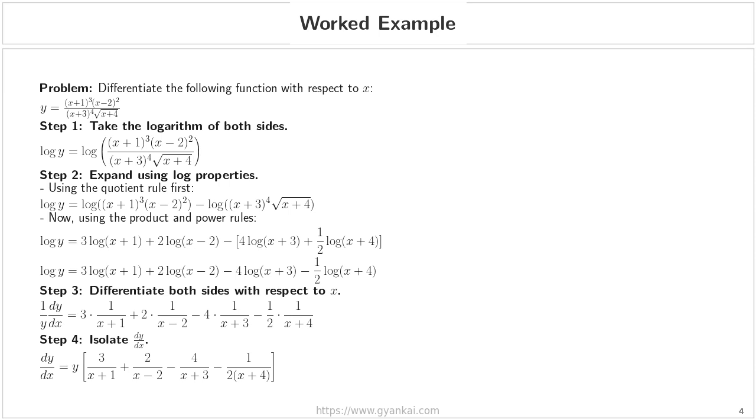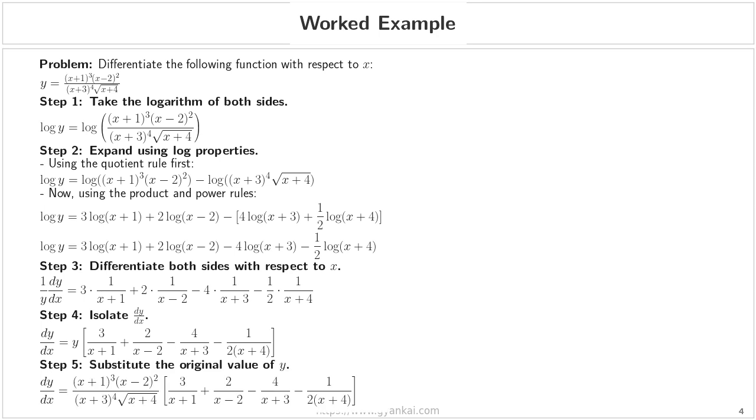To solve for the derivative of y with respect to x, we multiply the entire right side by y. This gives us the derivative of y with respect to x equals y, multiplied by the sum of those 4 fractions we just calculated. Finally, step 5, final substitution. Since our original problem was defined in terms of x, our final answer should be as well. We replace y with the original complex fraction.